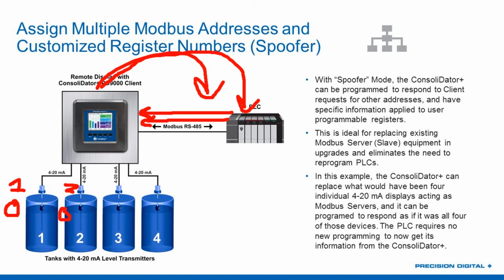The PLC doesn't know it's not talking to those panel meters. It still thinks it's sending out requests for the same addresses, for the same register numbers, and it's getting back information that makes sense to it. So now I've got one Consolidator Plus replacing all those other devices, and the PLC is none the wiser.